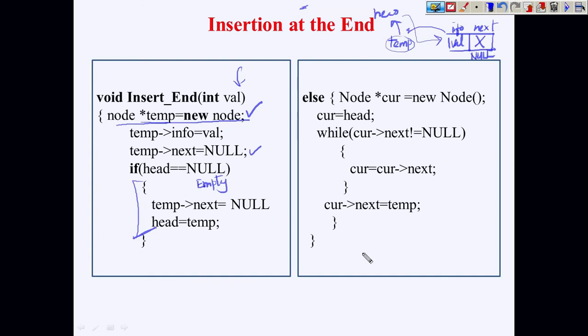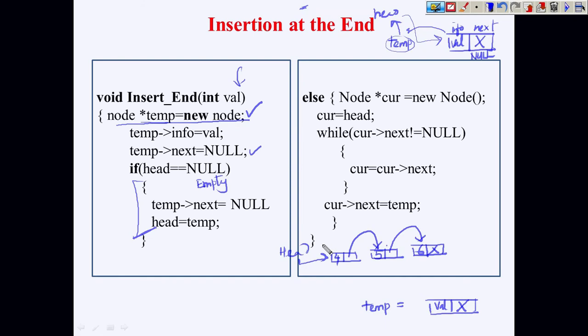Otherwise, if there is already a list existing, let's say this is our list, let's say 3 nodes are already there, this is the last element. This contains the address of this node, this contains the address of this node, and let's say we have some values 4, 5 and 6, and we have a head, and head points to this node. And now we have a new node which contains val here, and this is going to be the last node, so we already put the null here, and the address of this node is with temp. This is the scenario. Now we are in the else part.